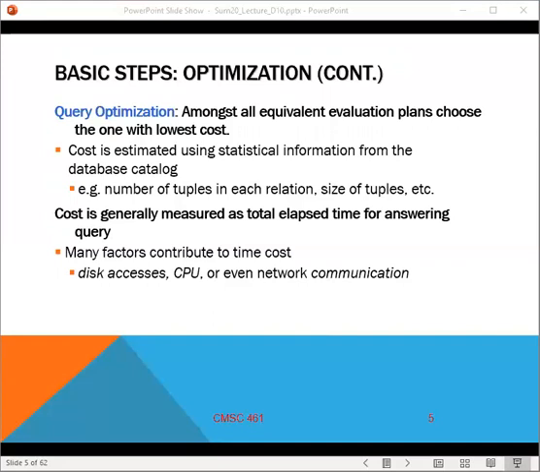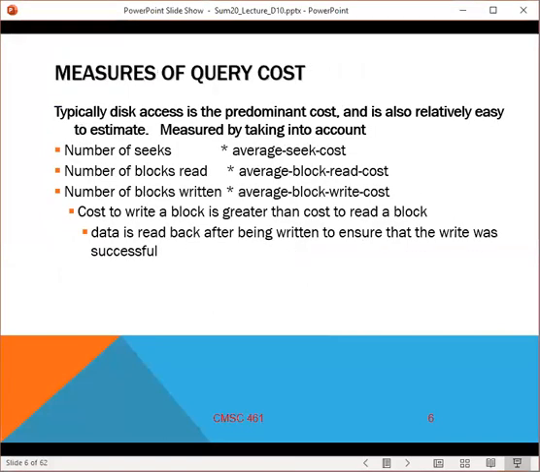So the cost that we use in our optimization function is going to be overall the elapsed time for answering a query, and it's going to include the disk access time, CPU time, and even network communication time. Although the models in the book are for the most part focused on disk access time. So statistically based query optimizing algorithms use statistics that are stored by the DBMS to determine the best access strategy.